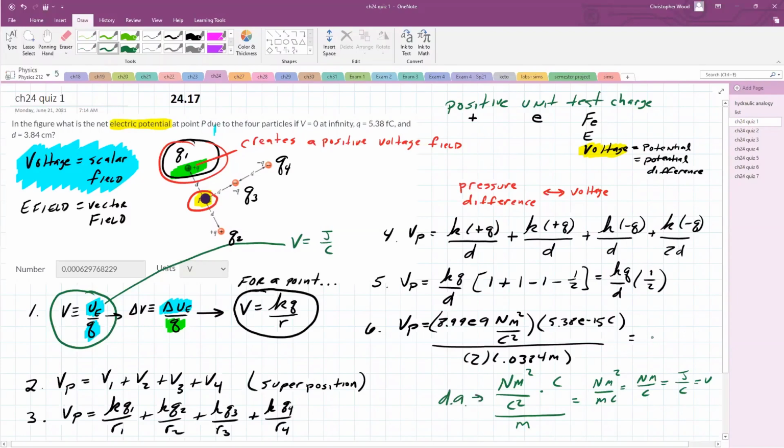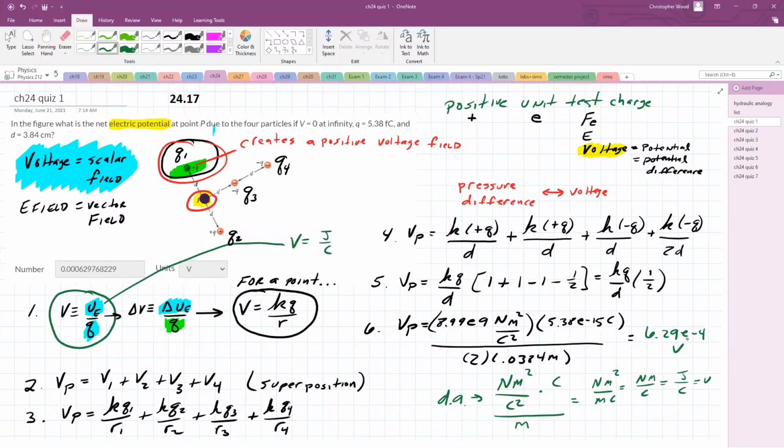I do get the correct units, and I do have the right number, 6.29E-4 volts. So that's it. This is our very first voltage problem, very first introduction to a scalar field. Voltage is the amount of oomph that a given charge would feel at a point. Just think of water pressure. If you want the water to come squirting out of your faucet at a greater rate, a stronger flow, then create a larger pressure difference. Okay, that's quiz 1.